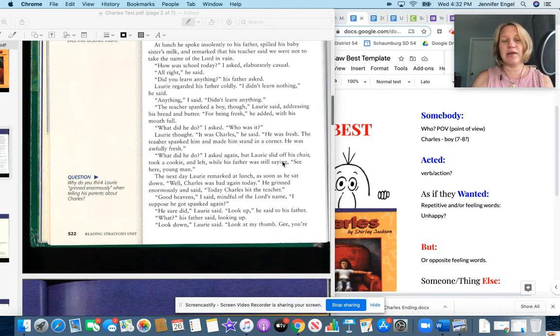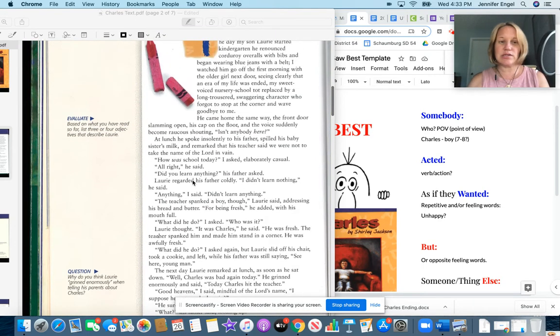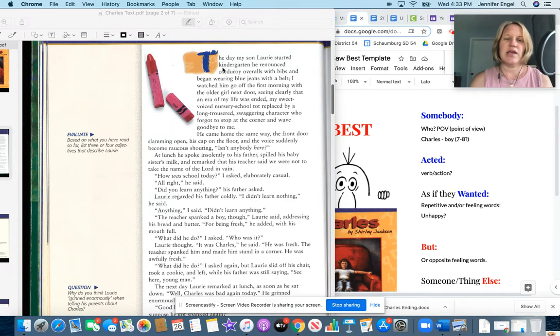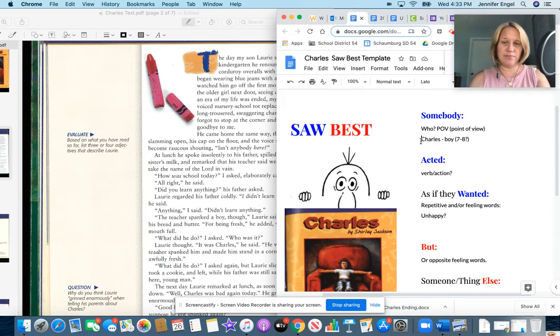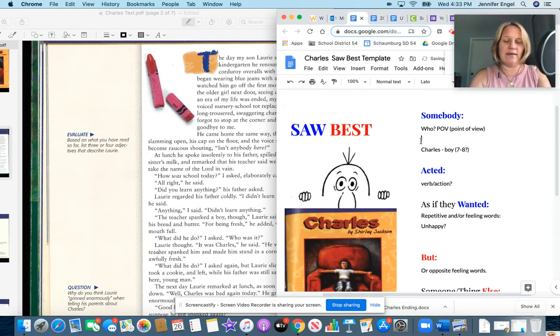Okay, I'm going to stop there, even though it's not the whole end of the page, because I see the next day. And that's a clue that time is changing. And so I'm going to go back and see if I can answer some of my other questions. Now here it says, the day my son Laurie started, I. Ooh, so I know that this point of view is what we call first person. And when we have that, we know it's the narrator.